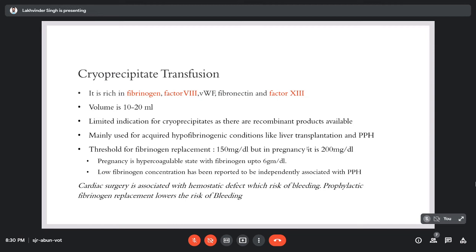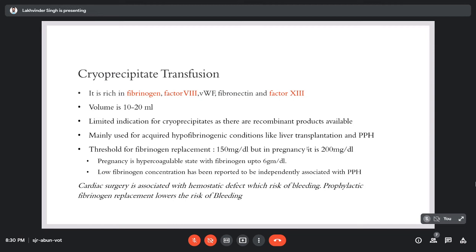Volume is very less, 10 to 20 ml, but it provides a good amount of fibrinogen. So if the patient is going to get TACO, a circulatory problem, then instead of giving FFP, you can give cryo. Mainly used for acquired hypofibrinogenemic conditions like liver transplant and postpartum hemorrhage or any other massive bleed.